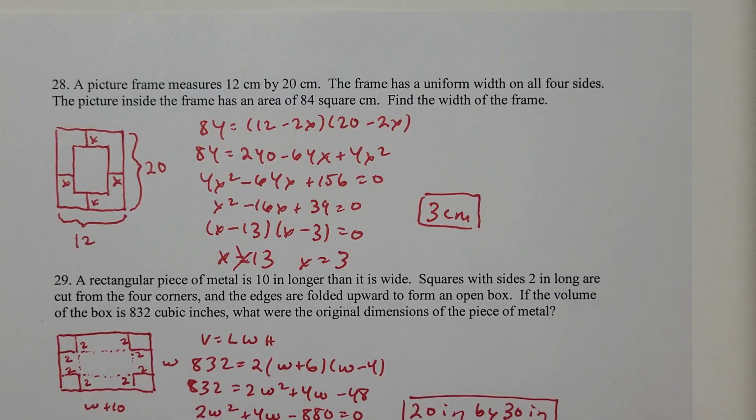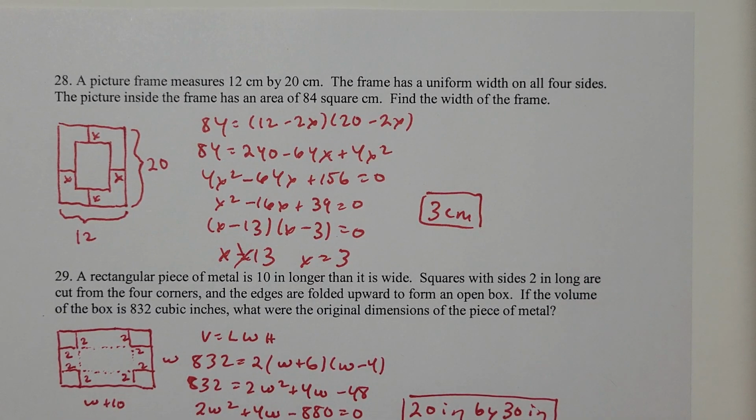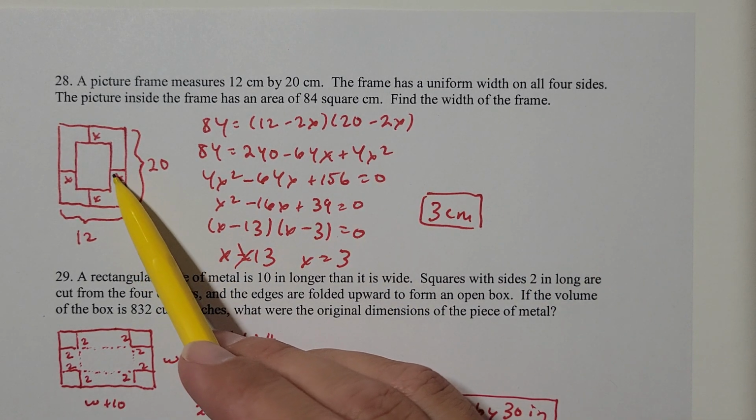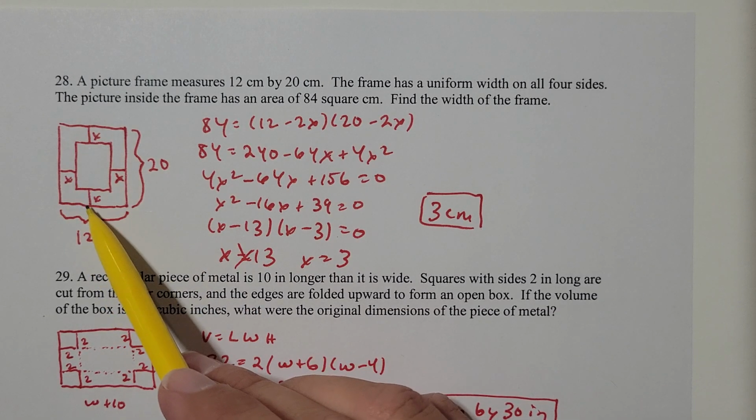Let's take a look at problem 28, which is going to be a kind of similar problem here. It says that a picture frame measures 12 centimeters by 20 centimeters. The frame has a uniform width on all 4 sides, so I'm going to call that width x. The distance from the picture to the edge of the frame, we're calling that x on all 4 sides there.